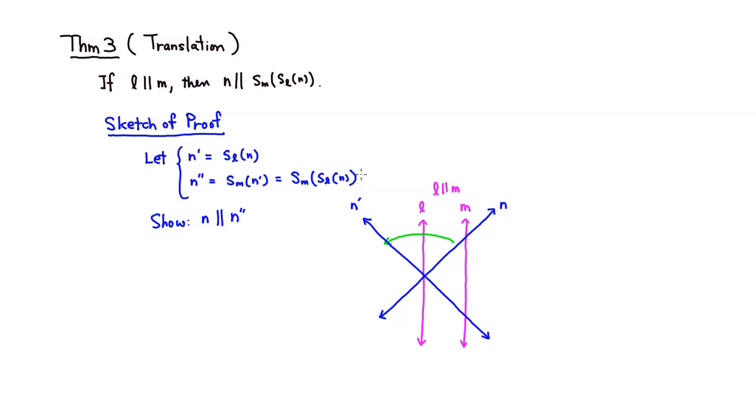Then we apply another reflection in line M. So this is going to be reflected over to this side, and you end up with something like that. This is going to be n double prime, and they look like they're parallel, but we have to prove that. Here's what we're going to do. It's actually quite simple if you have a picture.